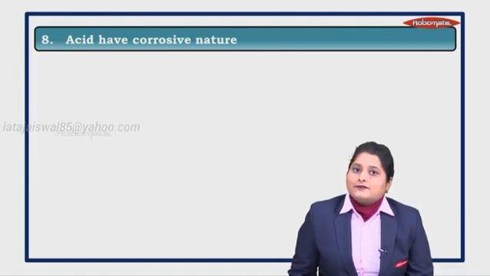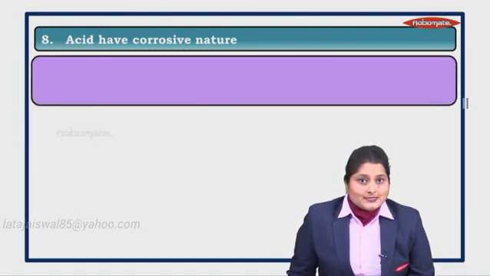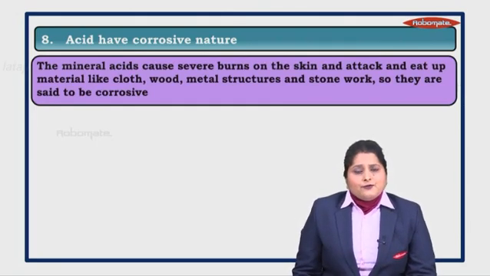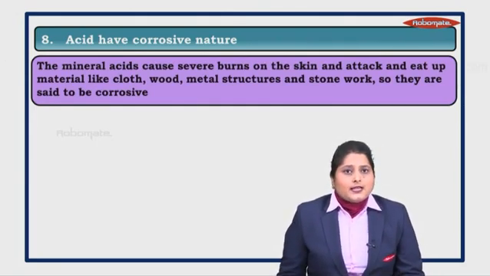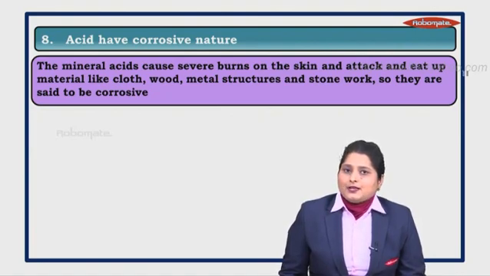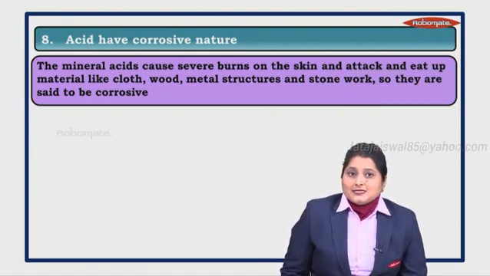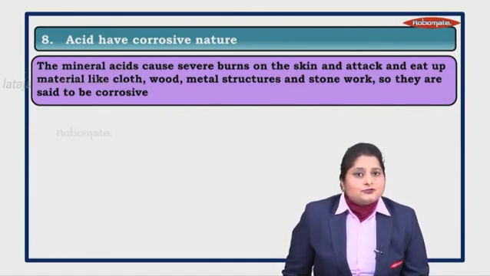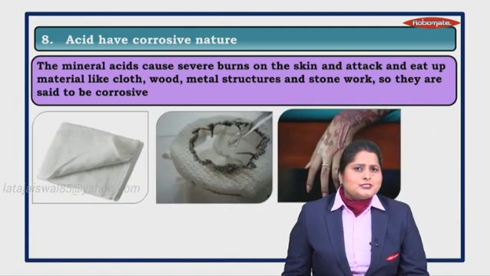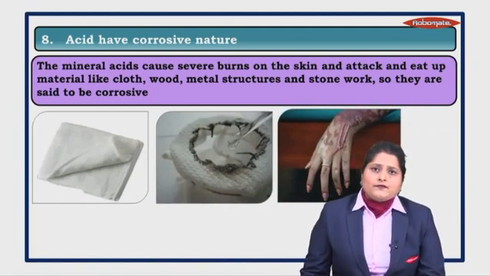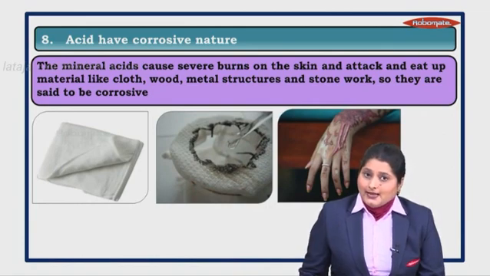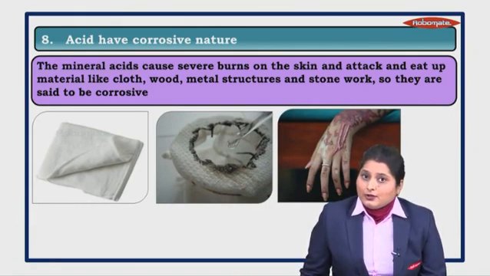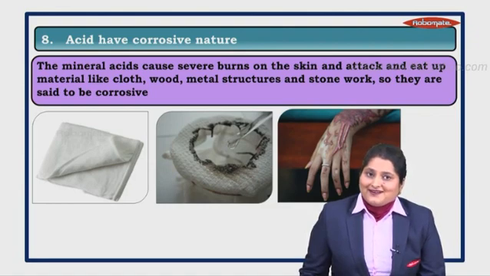Acids are corrosive in nature. What does that mean? Let's study. Mineral acids cause severe burns on the skin and attack and eat up materials like cloth, wood, metal structures, and stonework, so they are said to be corrosive. Very, very dangerous. Let's see some pictures. This is what happens when a drop of acid is put on either your skin or on cloth. So be careful, do not touch them at all. Anything more detailed about acids, we will study in the next module.